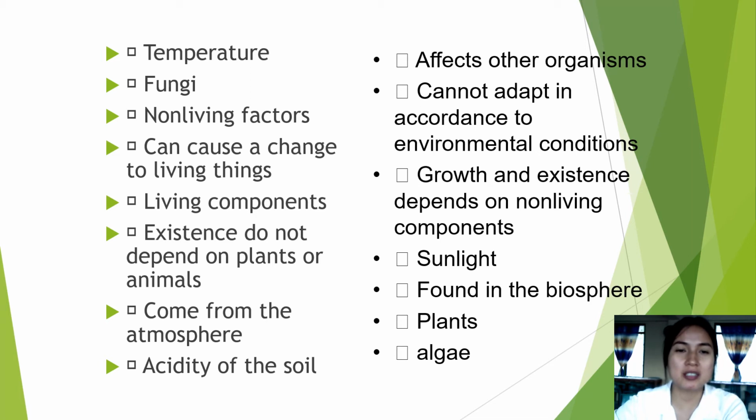Temperature, fungi, non-living factors can cause a change to living things. Living components, existence do not depend on plants or animals, come from the atmosphere, acidity of the soil, affect other organisms, cannot adapt in accordance to environmental conditions, growth and existence depends on non-living components, sunlight, found in the biosphere, plants and algae. Choose your answer well.